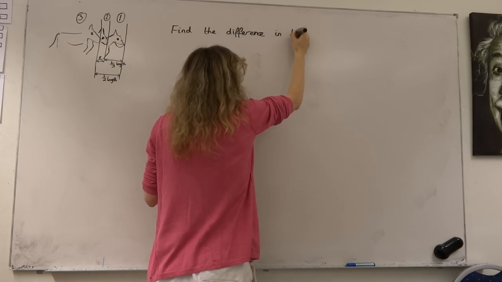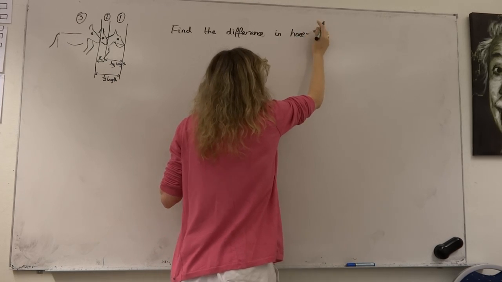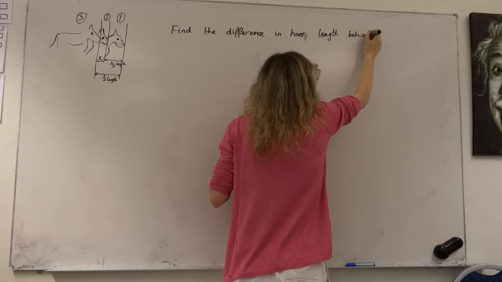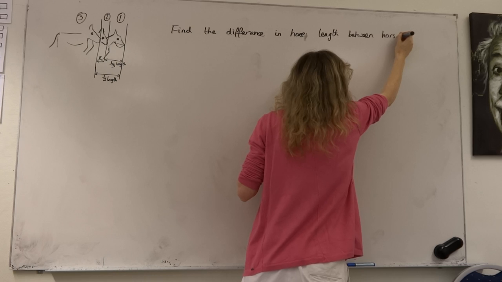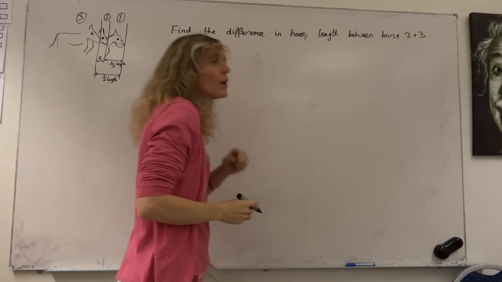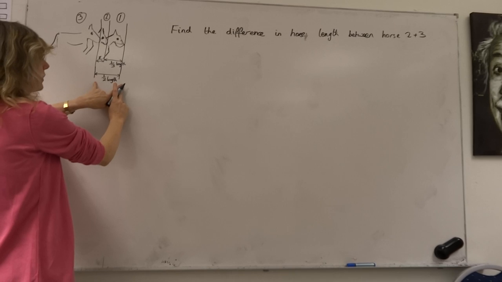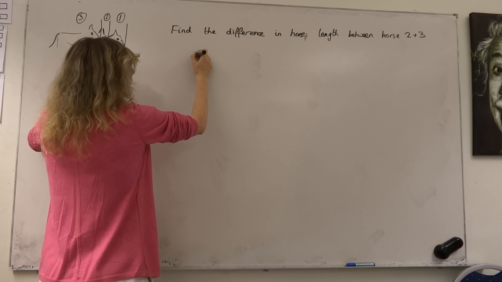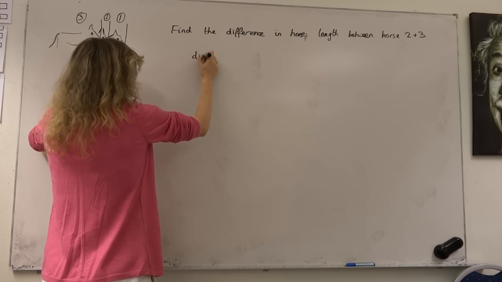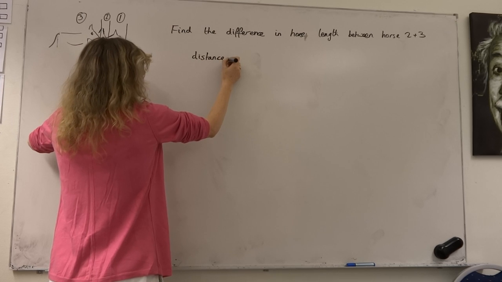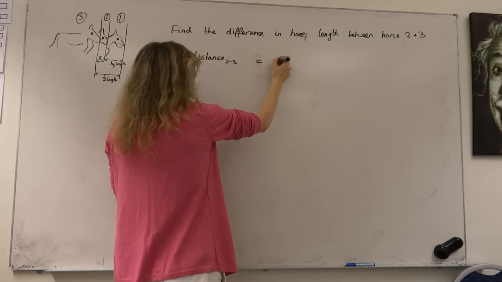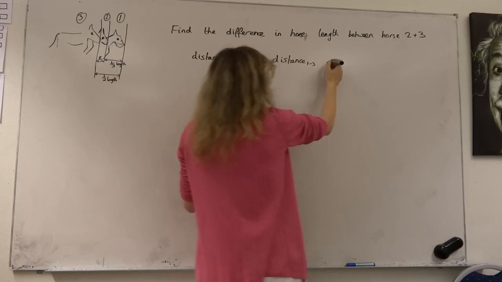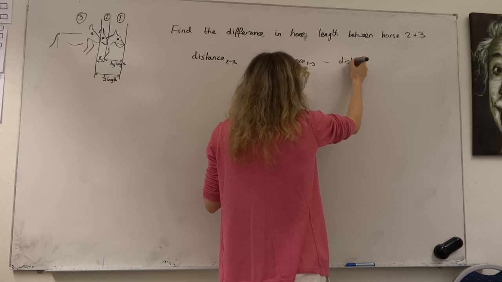Find the difference in horse length between horse 2 and 3. Well, the difference would be the distance between 1 and 3. So if we were to put a formula, the distance between 2 and 3 will be the distance between 1 and 3 minus the distance between 1 and 2.